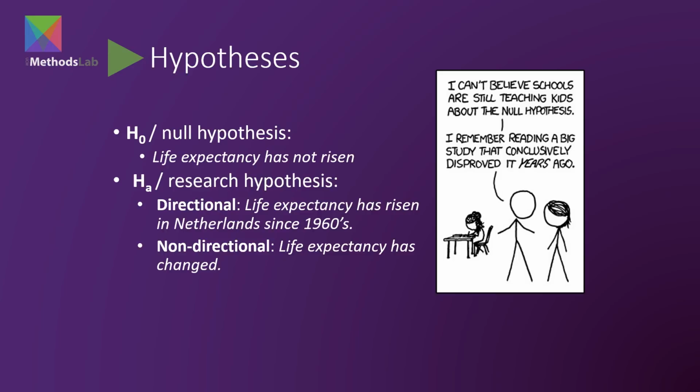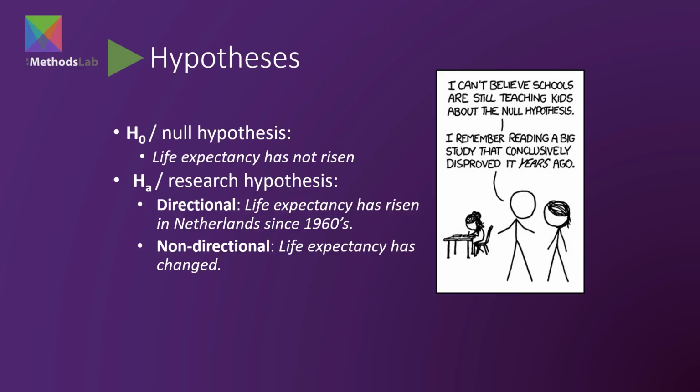Then we have the research hypothesis, or some people will call that the alternative hypothesis. And this is the thing that we write about typically. So this is the thing where we have a theory and we deduce a hypothesis. And this is the hypothesis that we think might be true. And we're going to test it by using data. And there's two types of this research hypothesis.